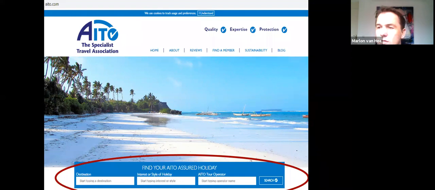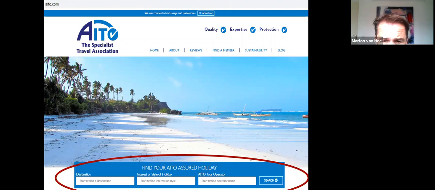And to find out which of their members cater for Kenya, Ghana, or one of your neighboring countries, they have on their homepage, aito.com, a search function, and this is what you see in the circle. You can put under destination, for example, Kenya, or again, some of your neighboring countries. You can even further select on interest or style of holiday. So for example, you can select family travel here, or eco travel, things like that.